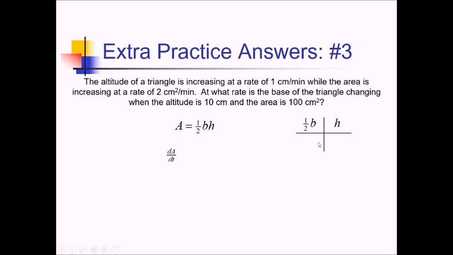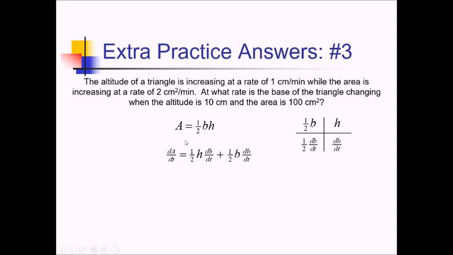And the derivatives of those, we're going to have 1/2 db over dt, because base is a function of time, and also dh over dt. h is a function of time. Using the ribbon to multiply those together, we have dA over dt equals 1/2 h db over dt plus 1/2 b dh over dt. And at this point, it's time to plug things in and see what we're solving for. Now, they wanted to know at what rate is the base of the triangle changing. So ultimately, we're solving for this db over dt part.